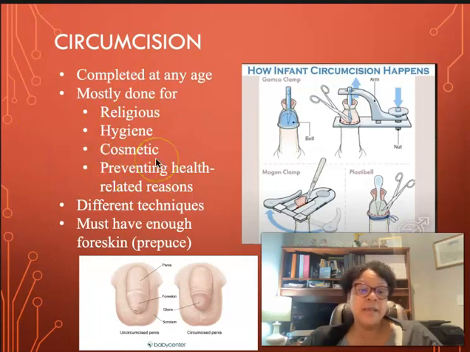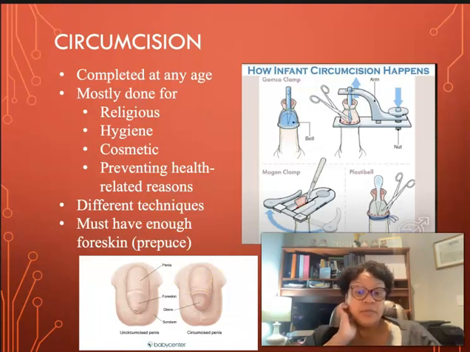I will also say some insurance companies have started not paying for it. So this is sometimes a barrier if a family wants to have a circumcision, since insurance companies realize that this is an optional procedure. I don't know if the cost is higher in an acute care center versus getting it done in an outpatient center. But there's a little bit of a shift due to some insurance reasons, which I think is not a good idea. And the last reason I have listed here is preventing health-related reasons.